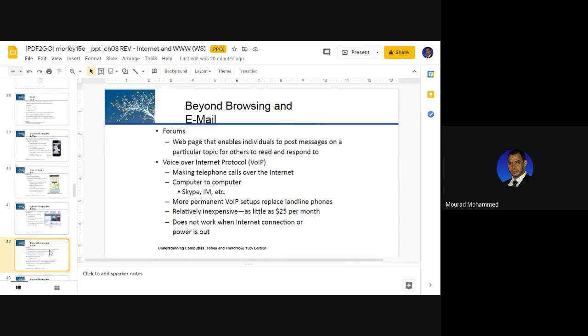Forums and the voice over internet. Actually, the forums is one of the communication channels, also like the instant messaging and the emails. But this is actually a sort of a public platform via which you share your, let's say, thoughts, and you can receive replies, also responses.